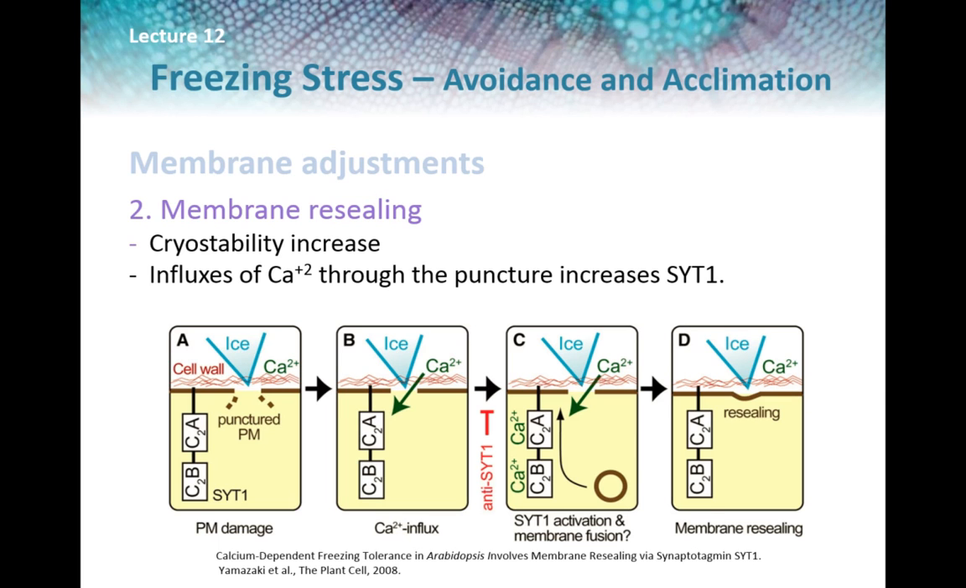When the plasma membrane is mechanically punctured by ice crystals, calcium influx occurs from the extracellular space into the cytoplasm through the damaged site. The C2A and C2B transmembrane domains are two tandem calcium binding domains that attract calcium. Synaptotagmins interact with membranes composed of negatively charged phospholipids via the C2A and C2B domains. This triggers calcium-dependent exocytosis, which is the process in which intracellular vesicles move to the plasma membrane and subsequently fuse with it.